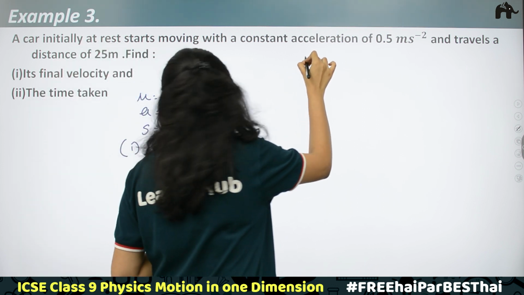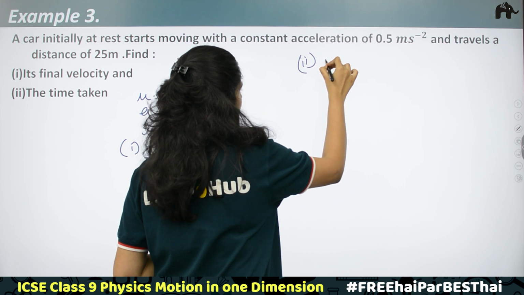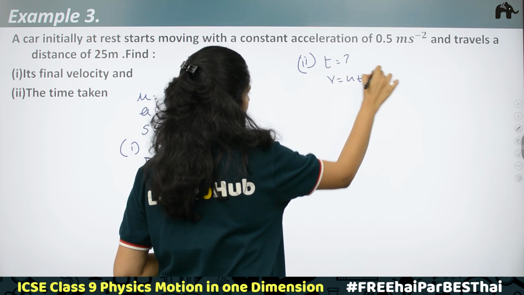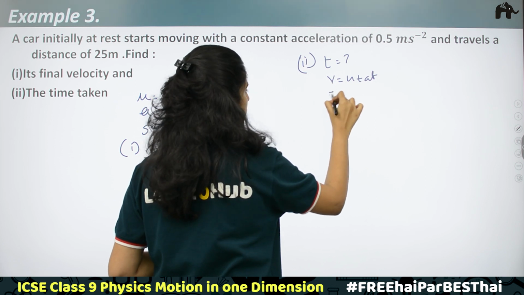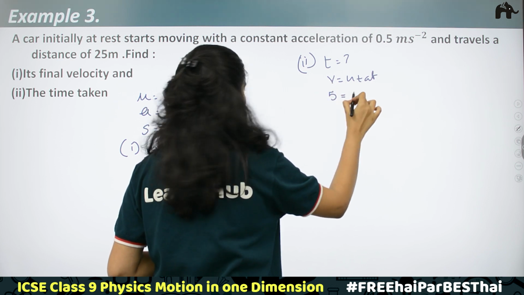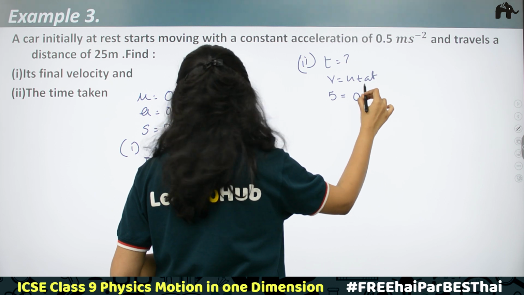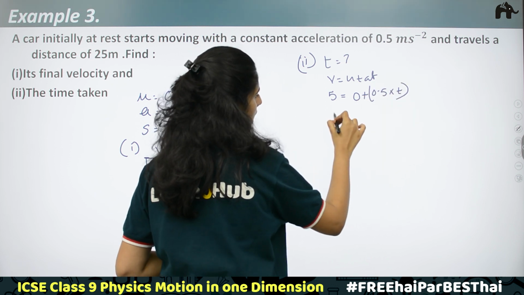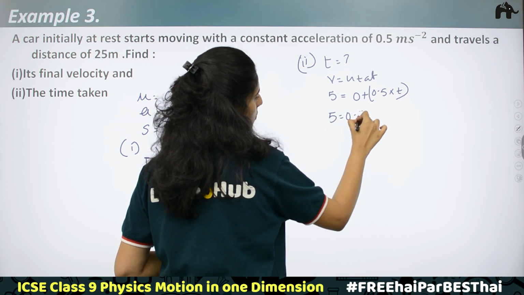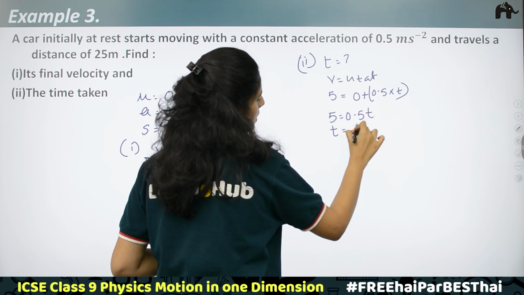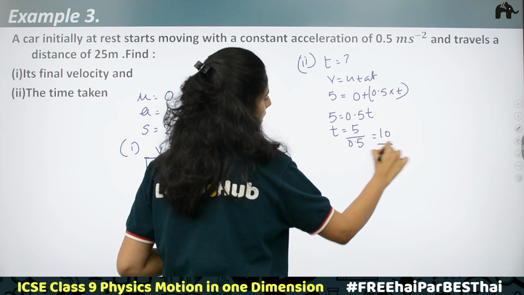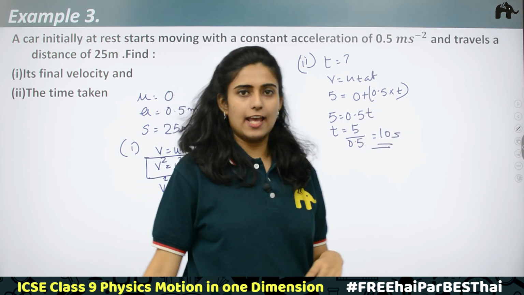Now the second part of question, we have to find the time taken. So how to find time taken? We have v is equal to u plus at. Here v is 5, u is equal to 0, plus acceleration 0.5 into time t. Okay. So 5 is equal to 0.5 t and t is equal to 5 by 0.5, which is equal to 10. 10 seconds is the time taken.